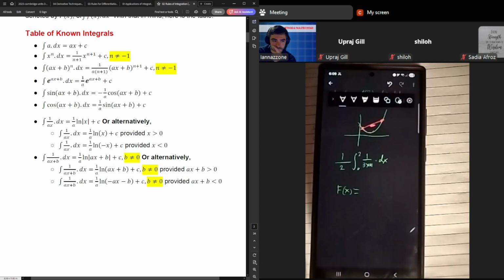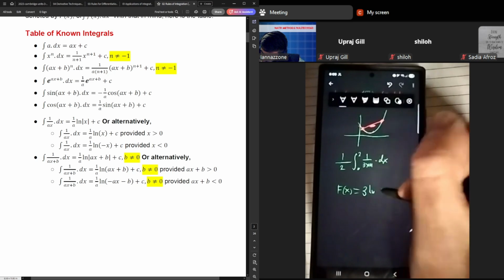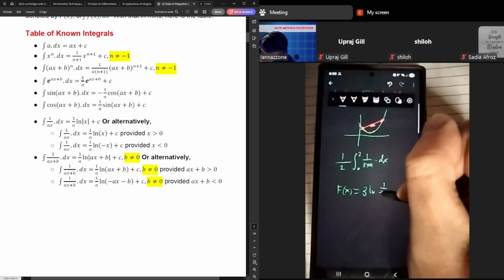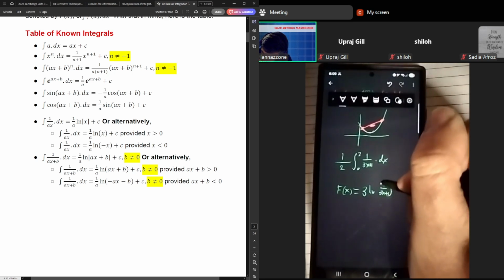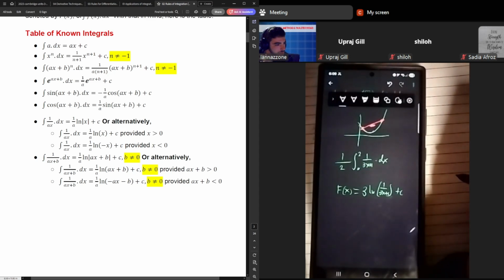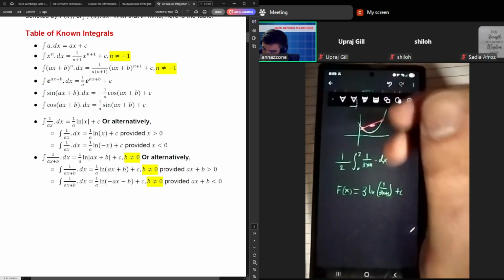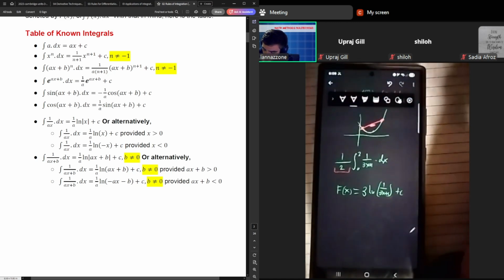Is it 3 natural log of 3x plus 1, like that? Oh, and then we have to times half with it. Times half, because half is resting outside of the integral. Yeah, this one. Okay, fair enough. You could.